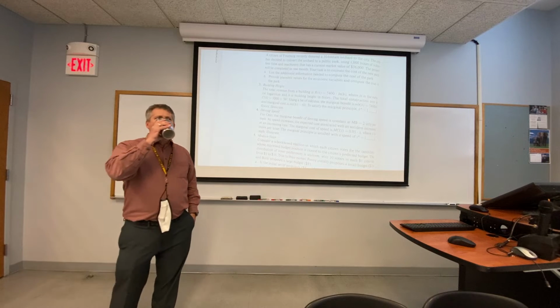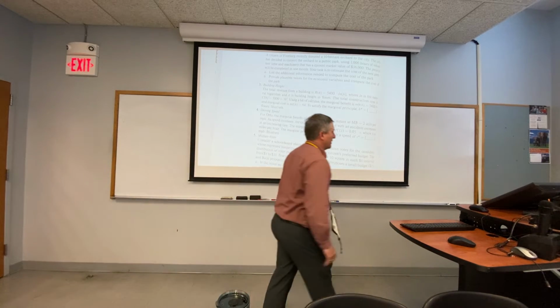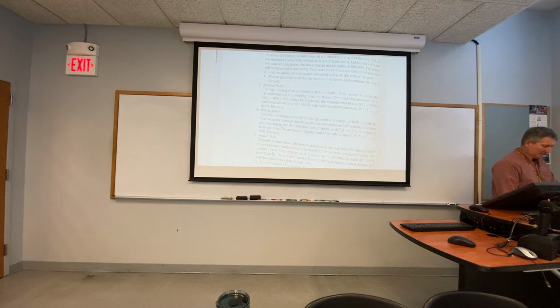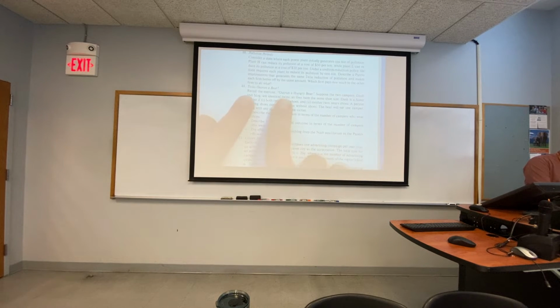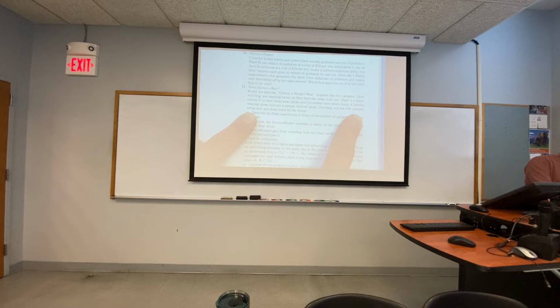Can you run over the Hungry Bear one again? A hungry bear. So outrun a hungry bear. We got 2 campers. Dash and Slog are identical twins, so they have the same shoe size. Dash is a faster runner if both twins wear shoes, and if neither twin wears shoes. A person wearing shoes outruns the person without shoes. The bear will eat 1 camper along with any shoes worn by the victim.